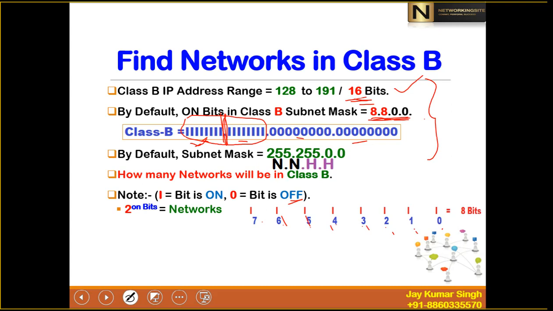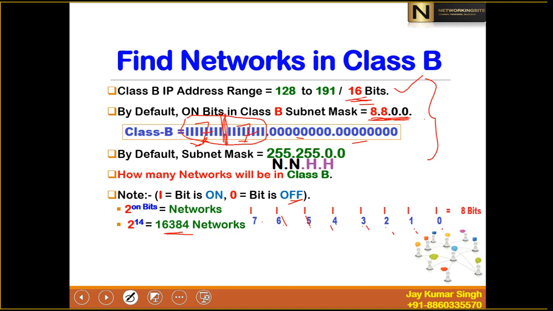So here is 7 and here is 7 again. So how many on bits in total? 14, right? 2 to the power 14. So how many networks will there be? 16,384 networks will be there.